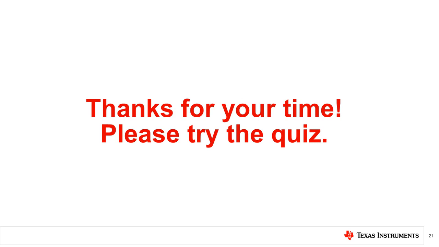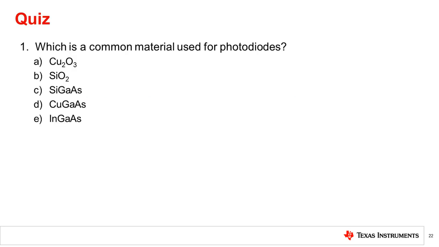Please try the following quiz. Question 1. Which of the following is a common material used for photodiodes? InGaAs, or indium gallium arsenide, is one of the 2 common types of photodiodes, along with silicon mentioned earlier.